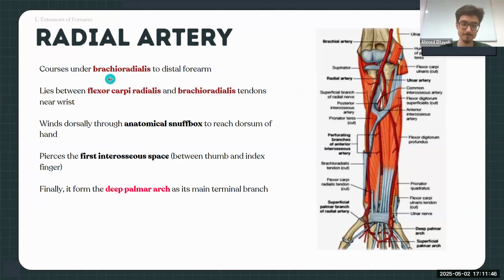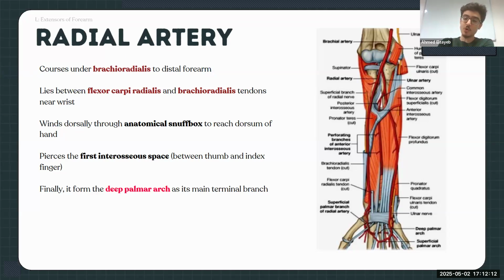For example, it lies between flexor carpi radialis and brachioradialis tendon, because some of these have a significance, and I'll show you what I mean by that. It will course under our brachioradialis to the distal forearm, so it's a lateral artery, and it's called the radial artery because it also follows the radius bone. It will then go all the way to the wrist.